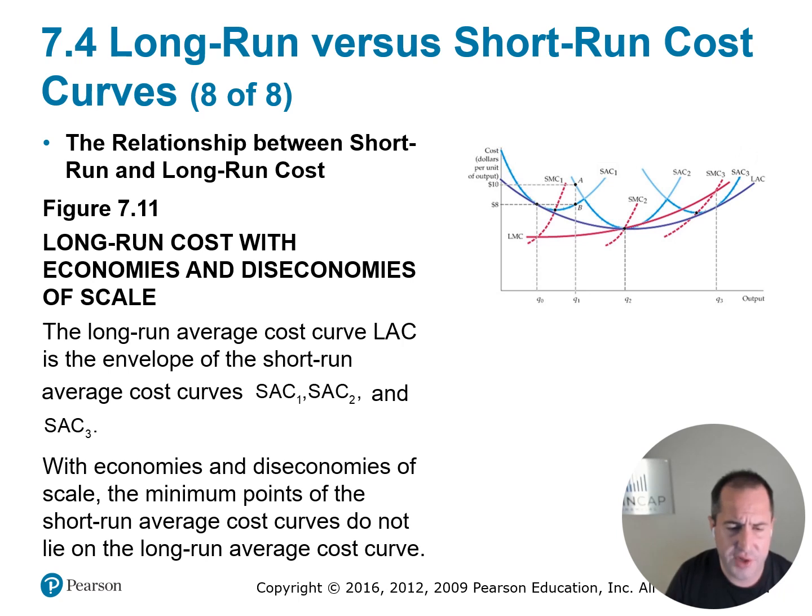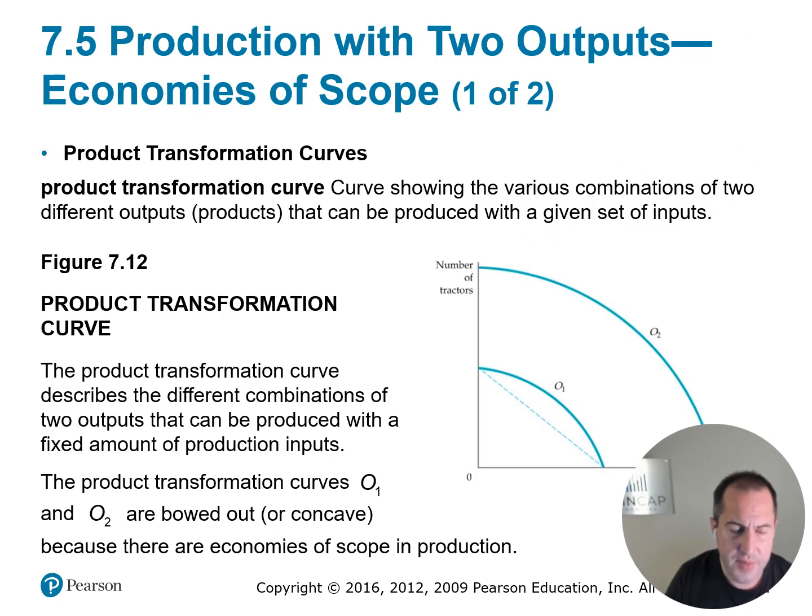The relationship between short run and long run costs. The long run average cost curve is the envelope of the short run, right? So basically, long run costs are an aggregation of all your short run costs. Product transformation curves show the various combinations of two different outputs that can be produced with a given level of inputs. So what can you produce, and how do you produce it?